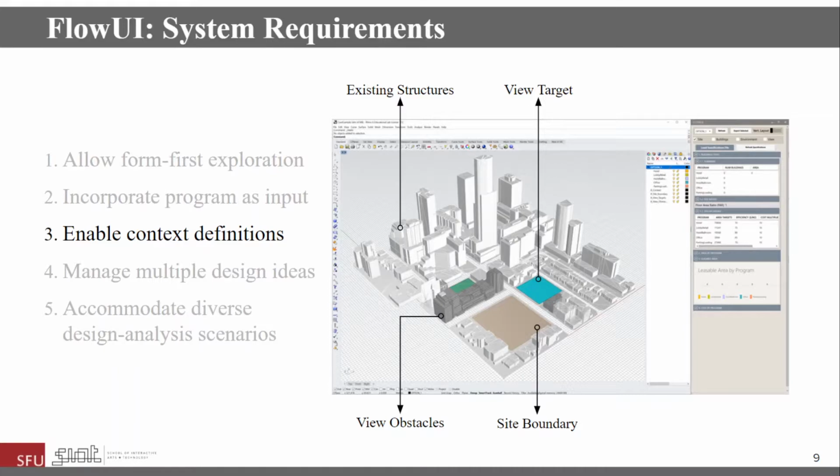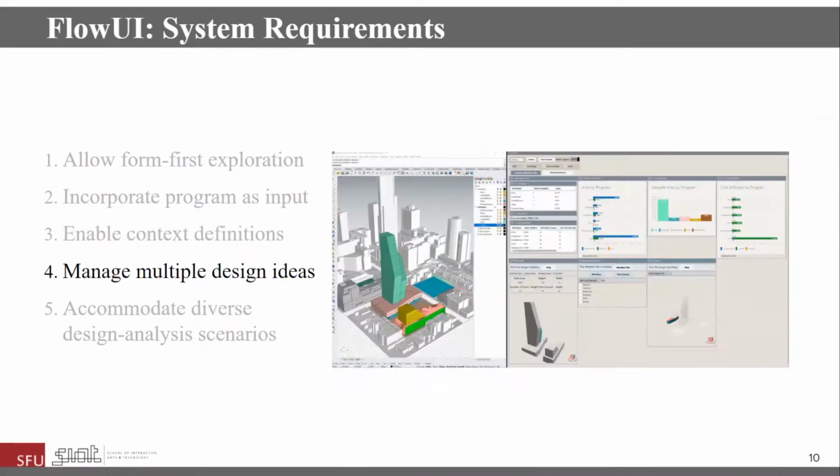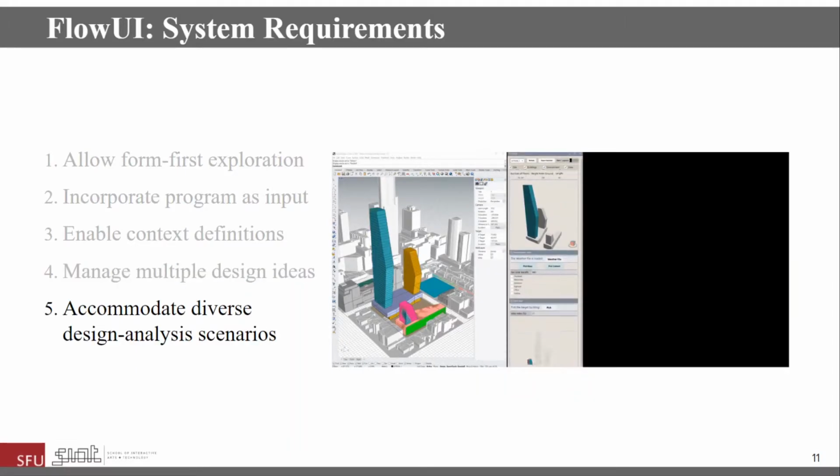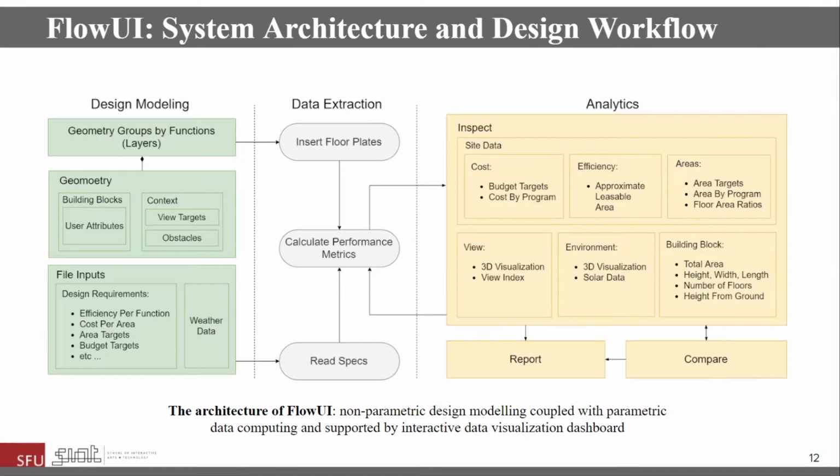Moreover, the tool allows designers to define the context details such as site boundary, existing structures, desired view targets, location, and environmental data. FlowUI also provides an effortless switching between design alternatives, recording and recreating different iterations on a design option, supporting a multi-state comparison, and manipulation of design alternatives. And finally, the tool is configurable to enable exploration and analysis of different aspects of the design.